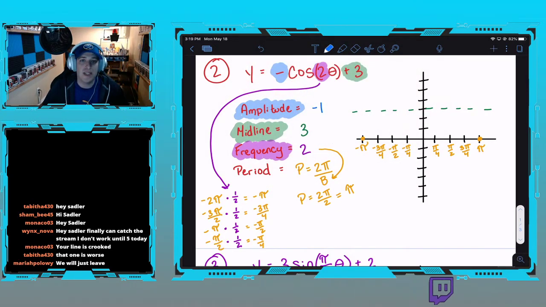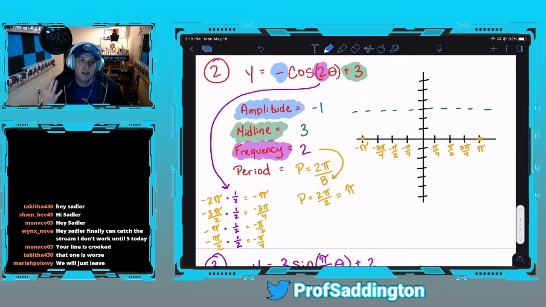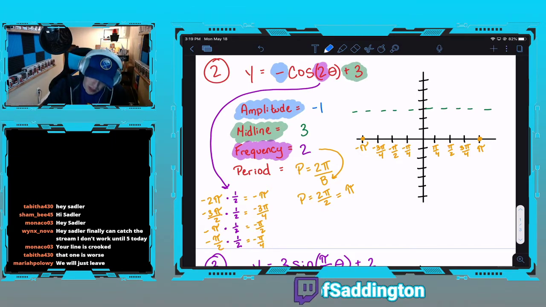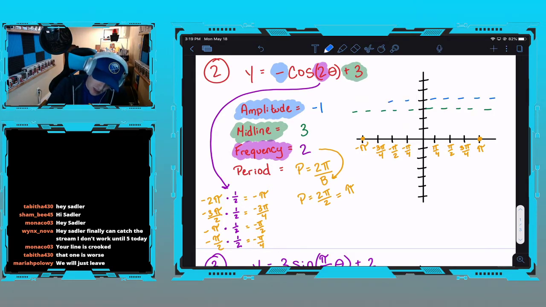I also have to do the amplitude. So we said the midline was at 3. The amplitude says negative 1. We ignore the sign when we do amplitude because amplitude just tells you how high you go and how low you go from the midline. So in this case, since it was negative 1, it's just telling us we're going to go up 1. And we're also going to go down 1.